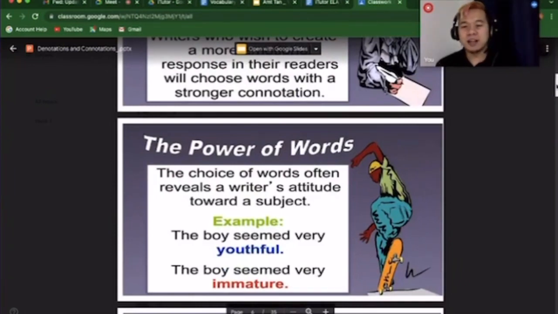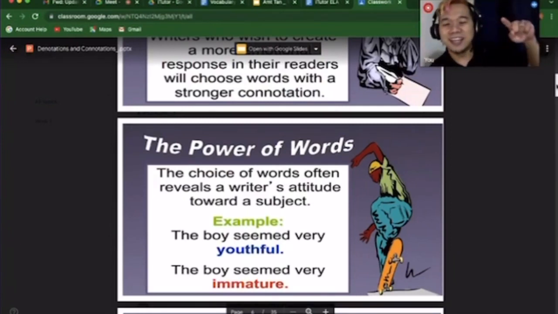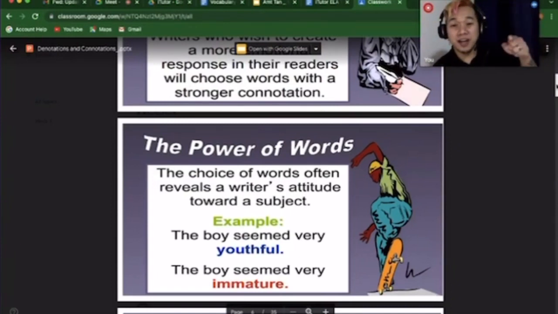The choice of words often reveals a writer's attitude toward a subject. Example, the boy seemed very youthful. The boy seemed very immature. Now, let me ask you, raise your hand. Who among you wants to be called youthful? I see a lot of hands. I see Marlon, Dwight, yeah? Wendy? Right, nice. What about who among you wants to be called immature? So we don't want that, right?